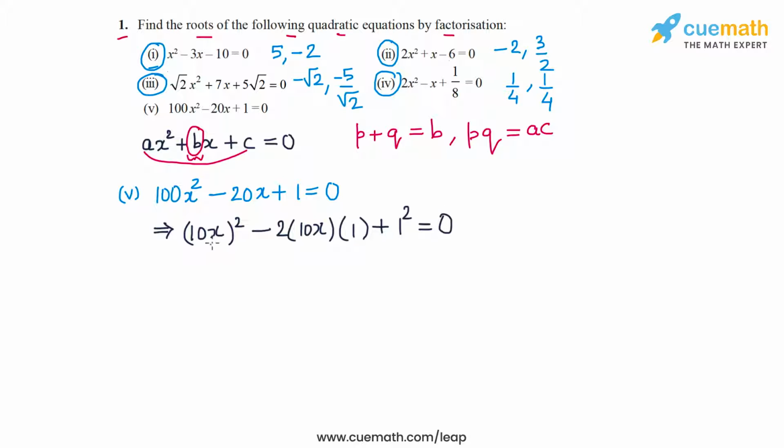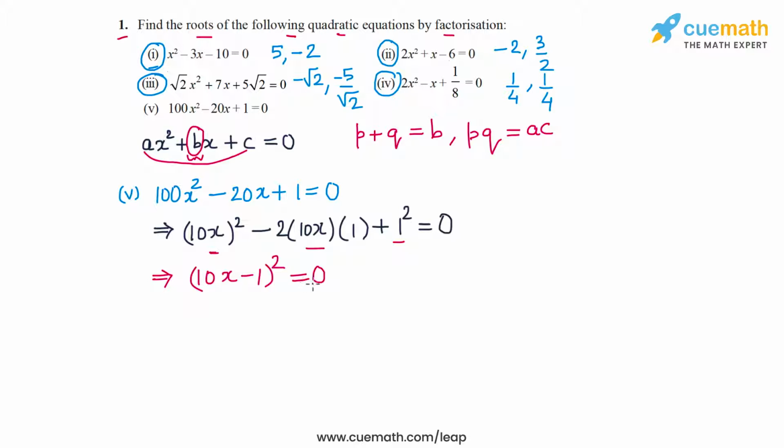So if you look at this expression, it's of the form a square minus 2ab plus b square equal to 0. So you can factorize it as a minus b whole square. So 10x minus 1 whole square is equal to 0. And now we see that the quadratic factorizes into two identical linear factors.